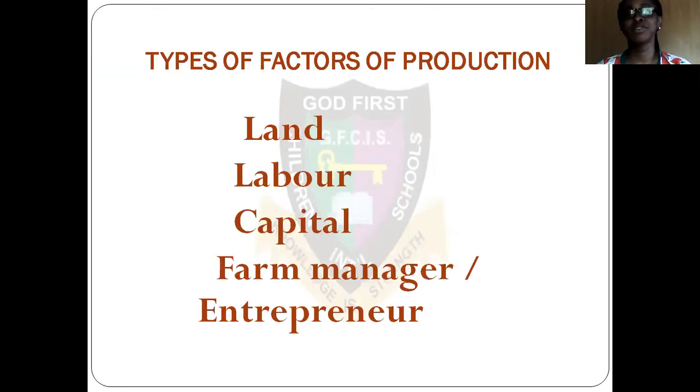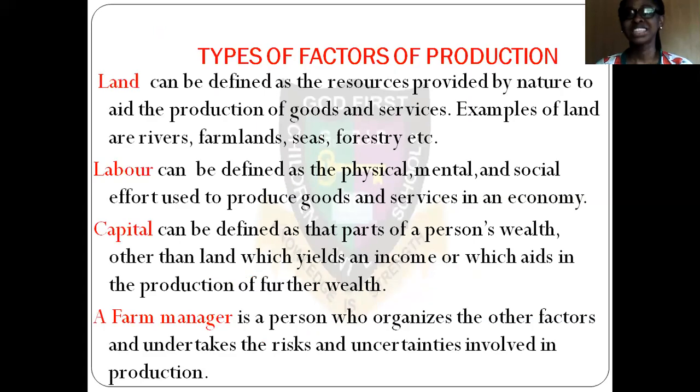We have the types of factors of production. We have land, labor, capital, and farm manager or entrepreneur. These are the types of factors of production.